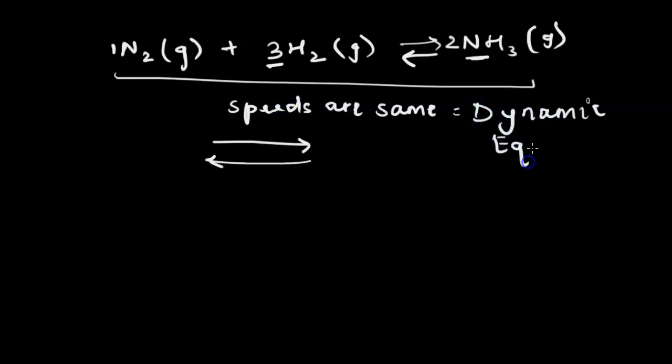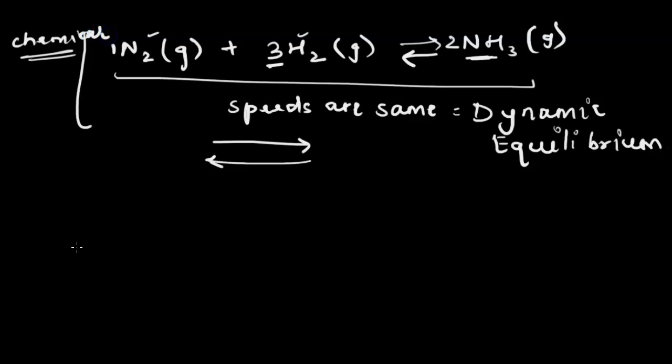Dynamic means moving. That means the reaction concentrations are changing, but we cannot see them changing because the rate at which ammonia is being formed is the same as the rate at which ammonia breaks down to form nitrogen and hydrogen as well. Now, this is an example of a chemical reaction. So this is equilibrium attained in a chemical reaction.